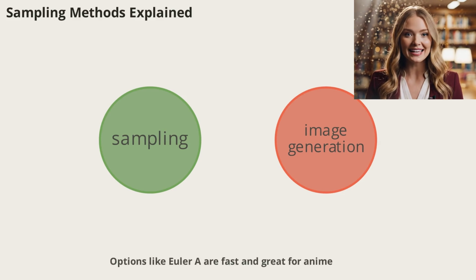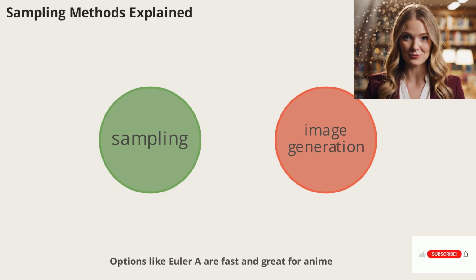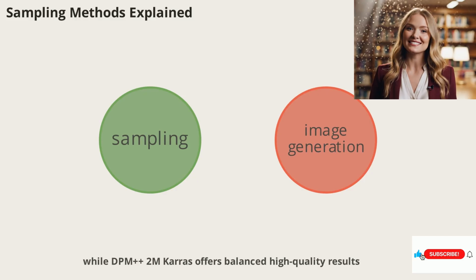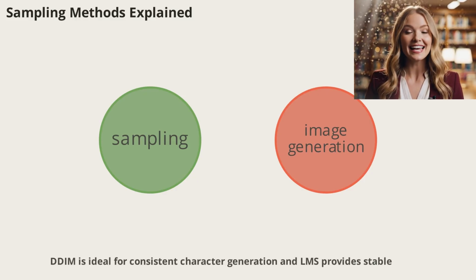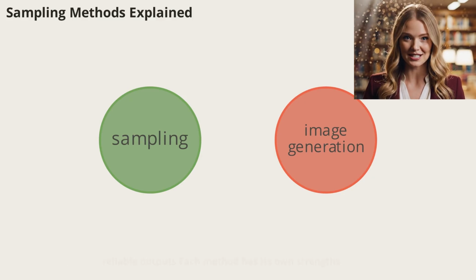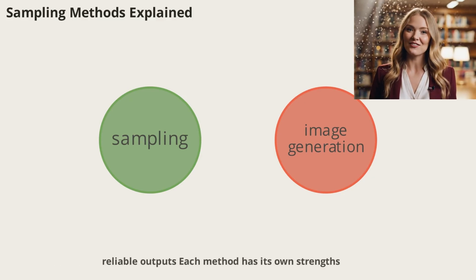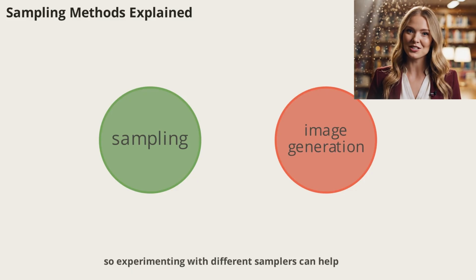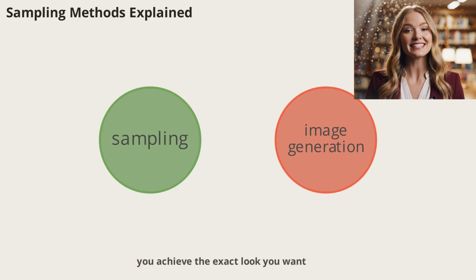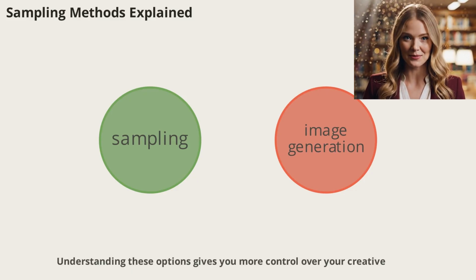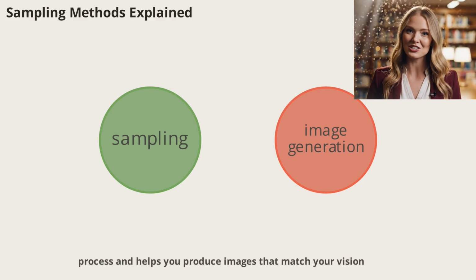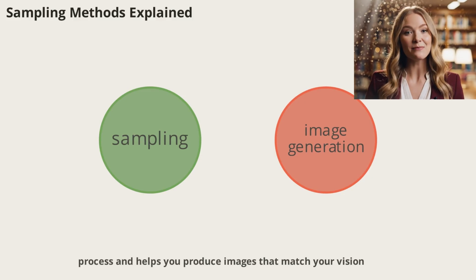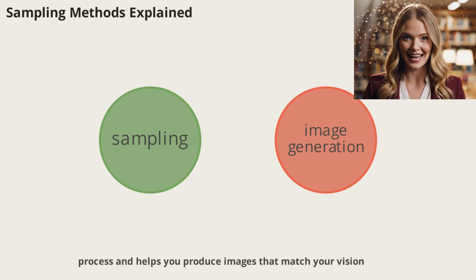Options like Euler A are fast and great for anime, while DPM++2M Karras offers balanced, high-quality results. DDIM is ideal for consistent character generation, and LMS provides stable, reliable outputs. Each method has its own strengths, so experimenting with different samplers can help you achieve the exact look you want. Understanding these options gives you more control over your creative process and helps you produce images that match your vision.